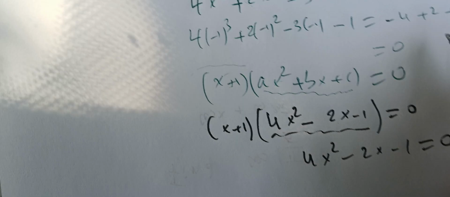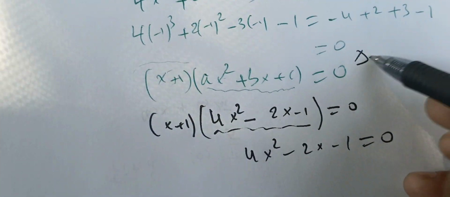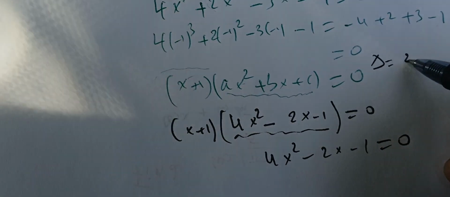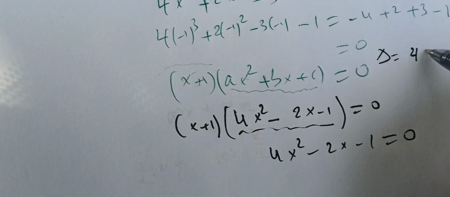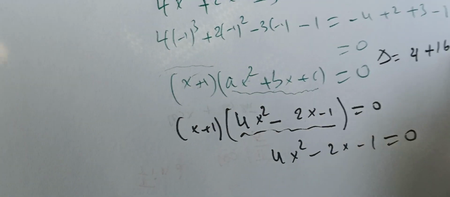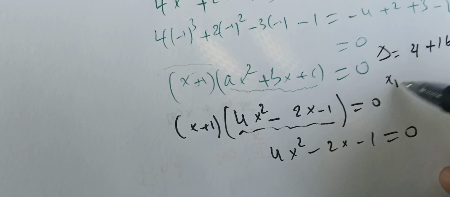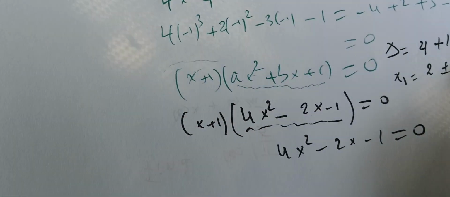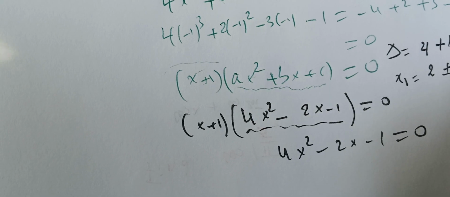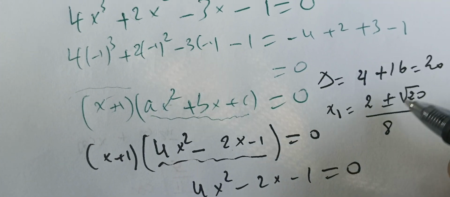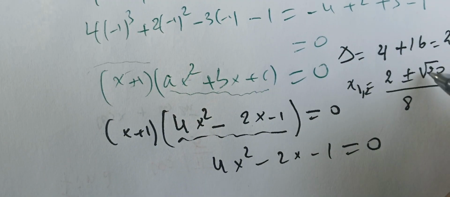If I do the delta, I'm gonna see delta is gonna be (-2) squared, which is 4, minus 4 times 4 times (-1), plus 16, that's 20. So I get x is minus b, that's 2, plus or minus square root of 20 over 8. Okay, x1, x2. I get these two solutions.